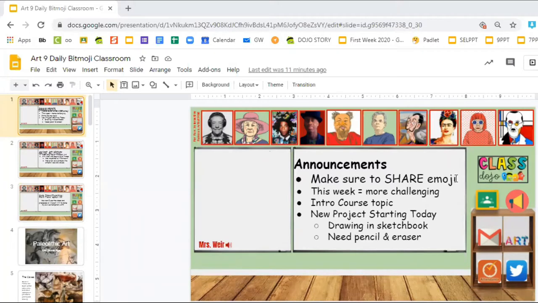One thing I just want to remind everyone of as well: when you're making art, I want you to have freedom of expression. Just make sure it is school appropriate, no weapons, nothing violent, nothing inappropriate.